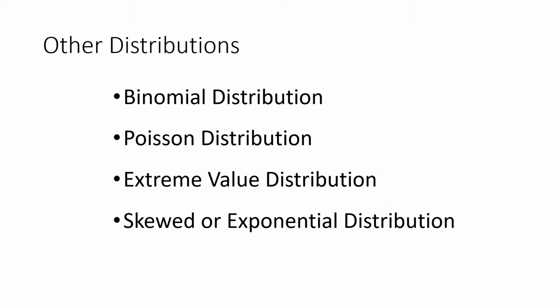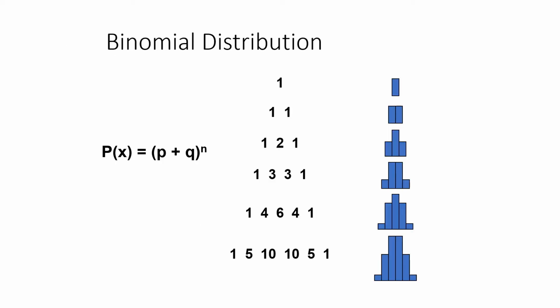Now, I've mentioned different names of distributions. We've learned about the Gaussian distribution. I've mentioned the binomial distribution, the Poisson distribution, the extreme value distribution, which is extreme left or extreme right of a normal Gaussian distribution. There's also standard exponential distributions.